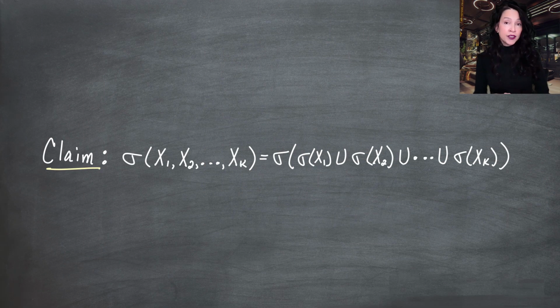Let's now relate the sigma field generated by x1 through xk, or by x, where x is a k-dimensional vector, to the individual sigma fields generated by the xi. I claim that the sigma field generated by x1 through xk is the sigma field generated by the union of the individual sigma fields.